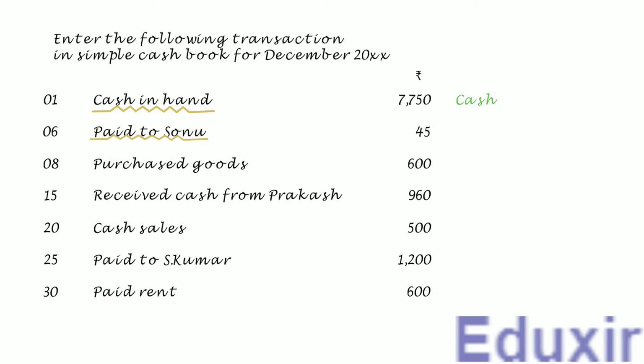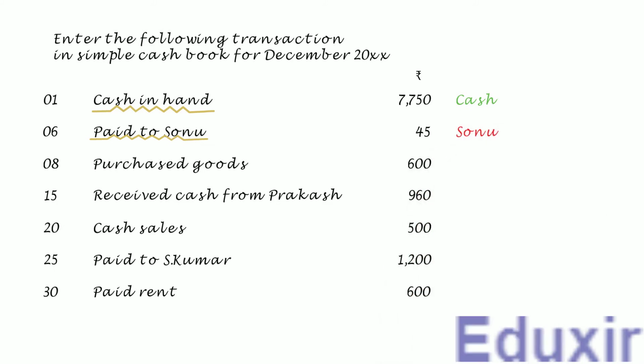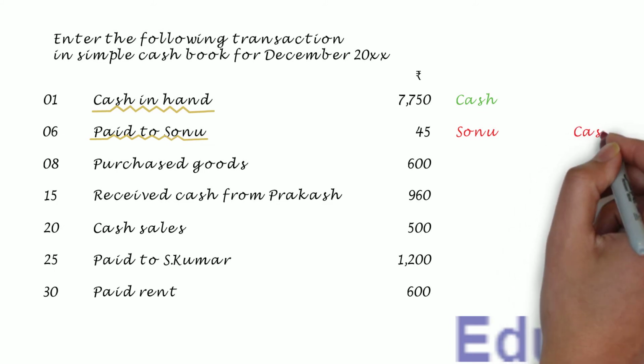When the payment is done to the creditors, the liability of the business to pay to the creditors decreases. The rule to record any decrease in the liability is to debit the corresponding liabilities account. In this case, the creditor Sonu account should be debited. At the same time, as the business is paying to the creditor Sonu in cash, the cash asset of the business will be decreasing. The rule to record any decrease in the asset is to credit the corresponding assets account. In this case, the cash account should be credited.